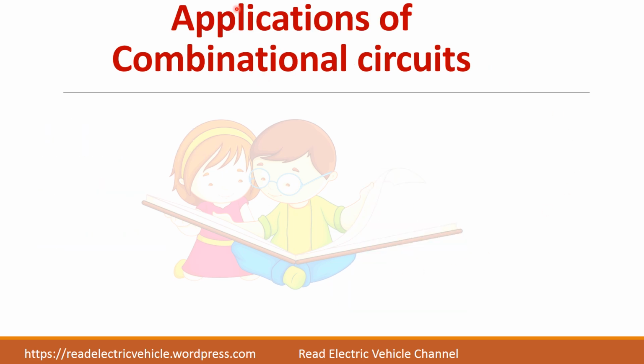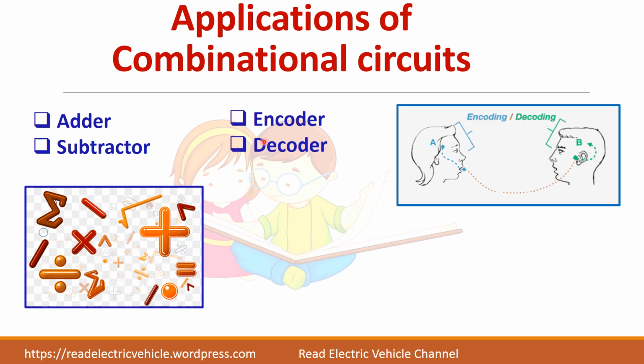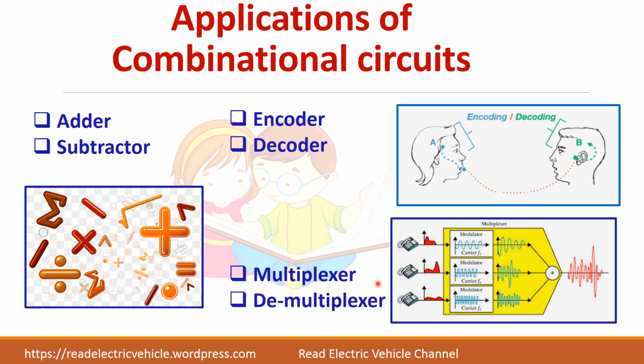Now we will see the applications of combinational circuit. The best example is adder, subtractor. That is, all arithmetic operations you can easily do with a combinational circuit. Because you give some input, you will get some output. If I want to add two numbers, any two numbers will be the input, and I will get some output. So it is a combinational circuit. Then encoder, decoder, multiplexer, demultiplexer, code converters, all these are combinational circuits.